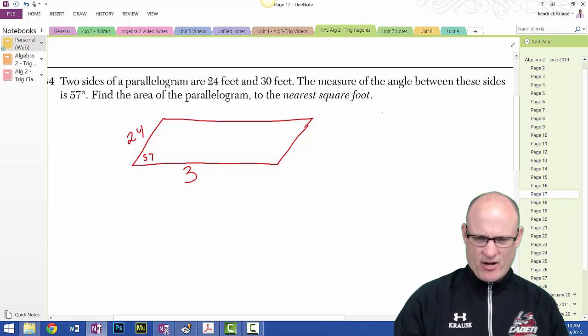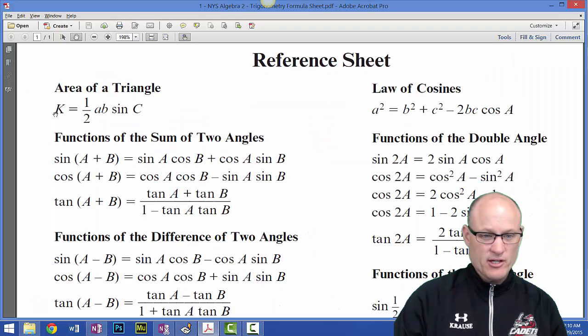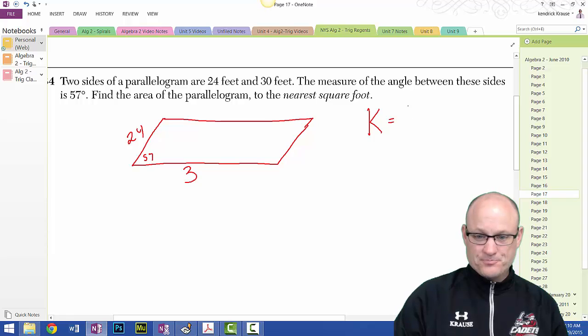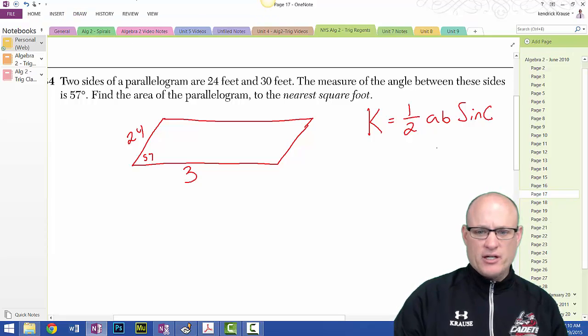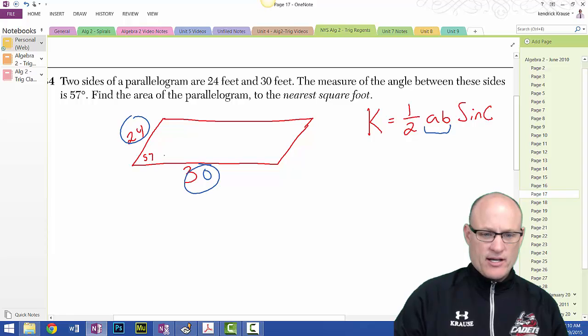Well, we don't really have an area of a parallelogram formula. If you go over here to your formula sheet, top left, we have an area of a triangle, which is 1/2 AB sine C. And the A and B are always the two sides. By the way, this is 30, I think. And the angle has to be between them.